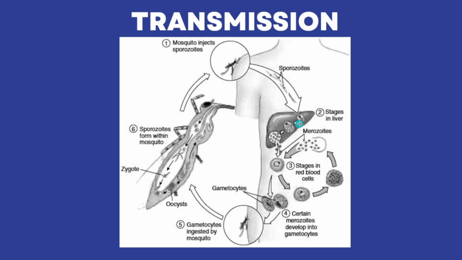It will infect the liver cells, which are hepatocytes. It will multiply there and be released to form merozoites. Now it is no longer called a sporozoite; it becomes a merozoite. Now these merozoites start to infect the red blood cells. They go into the bloodstream and infect the red blood cells, the erythrocytes.